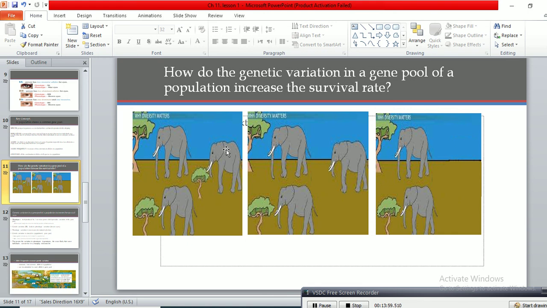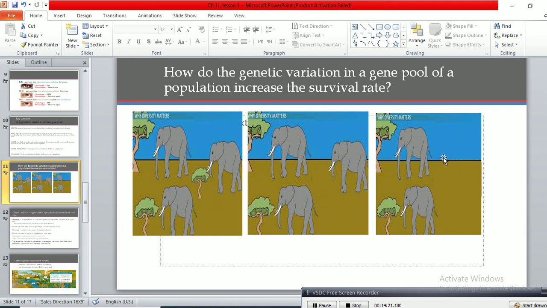This variation in the phenotypes, in traits, and this variation in the genes, genetic variation, increases the survival rate for the whole population. Let's imagine that all the population has a short trunk, and all of them are familiar with eating the short trees.